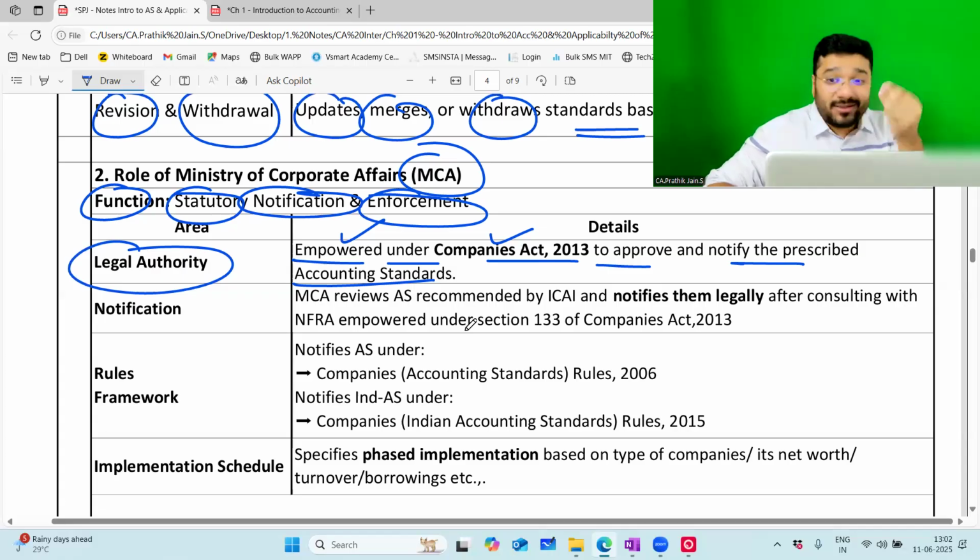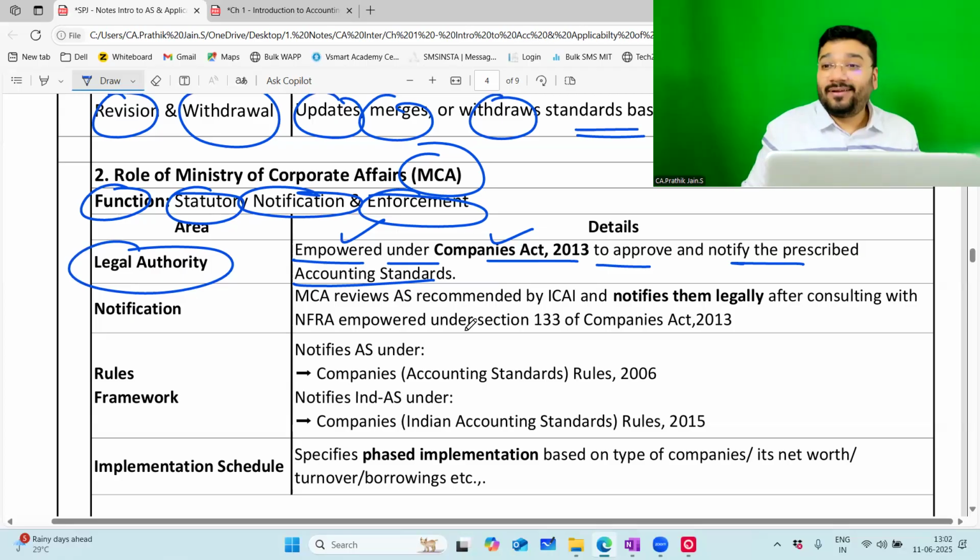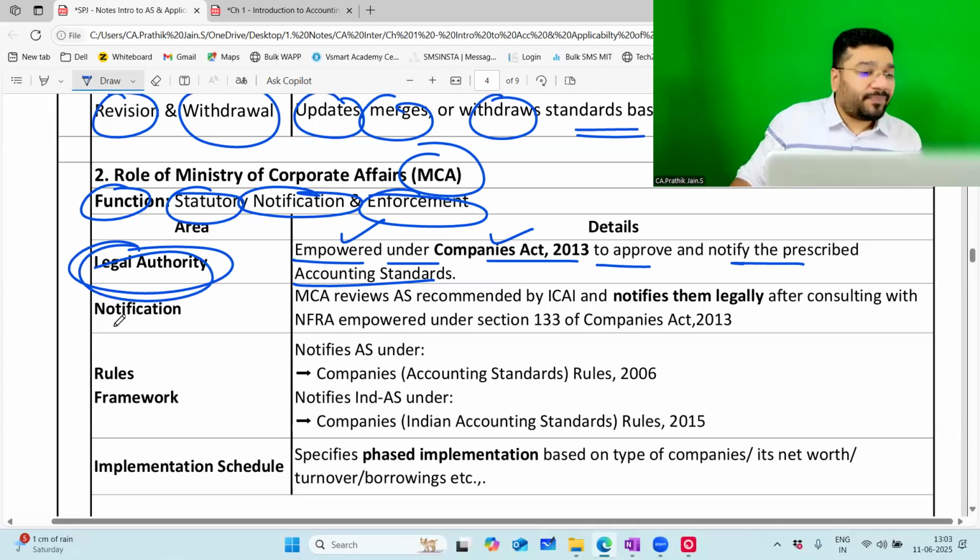This is why I'm saying concentrate. Three times I read this point. MCA has to notify accounting standards. They have to enforce that. Every company follows that. And this job, the empowerment of the job, is coming from Companies Act 2013. The legal authority is coming from Companies Act 2013.